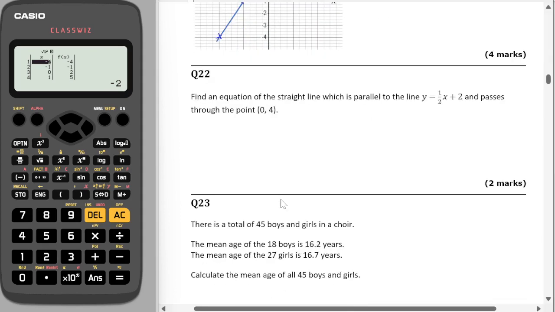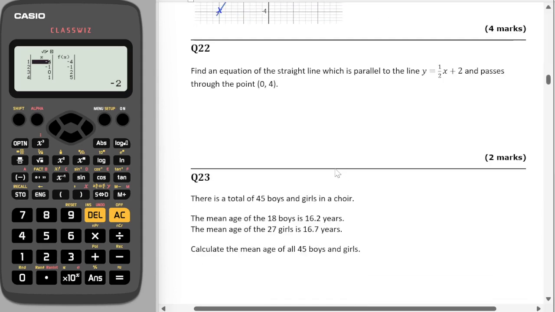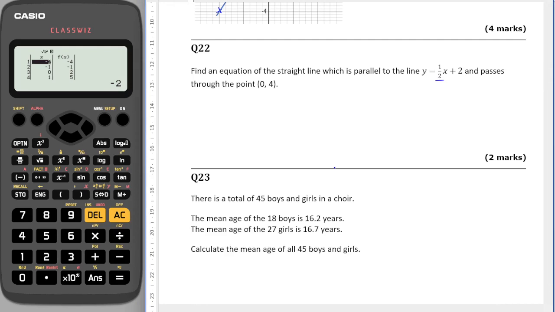Okay, question 22. Find the equation of a straight line which is parallel to the line y is equal to a half x plus 2 and passes through the point 0, 4. Okay, so it's going to have the same gradient and it's going to have a y-intercept of 4, so that's quite nice. So y is going to be equal to a half x. That would make it parallel. It is parallel, not perpendicular. Parallel plus 4.